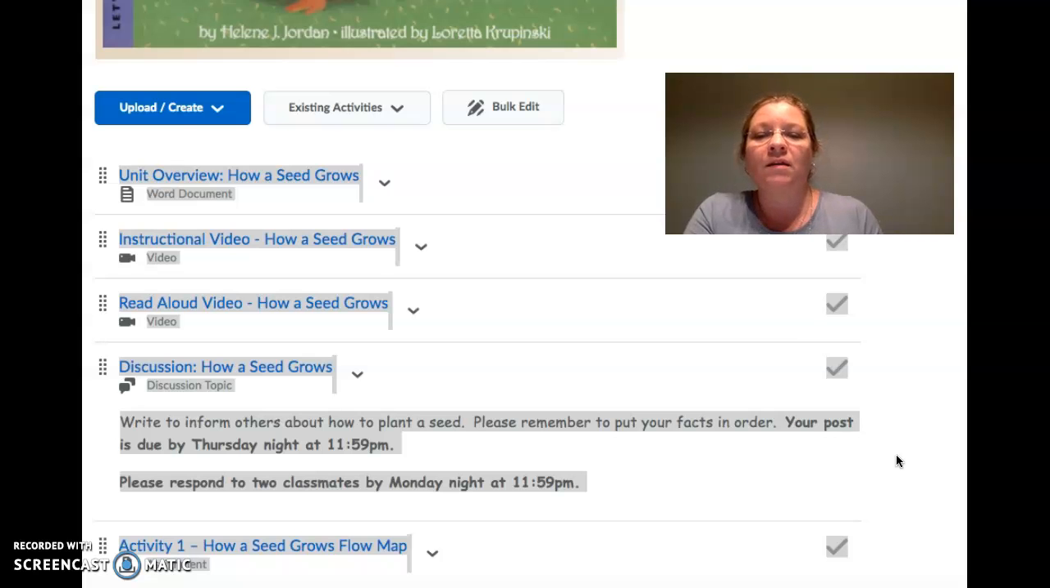Obviously, they're not going to have a plant before they ever plant their seed. So it's very important that they are able to give those steps. And even if they just give 3 of the steps, but the steps are in order, that's a huge accomplishment of that standard for kindergarten students. And so then they're instructed on how to post their writings, and then of course they're due by Thursday of the week, by 11:59 that evening, and then I want them to respond to two of their classmates.